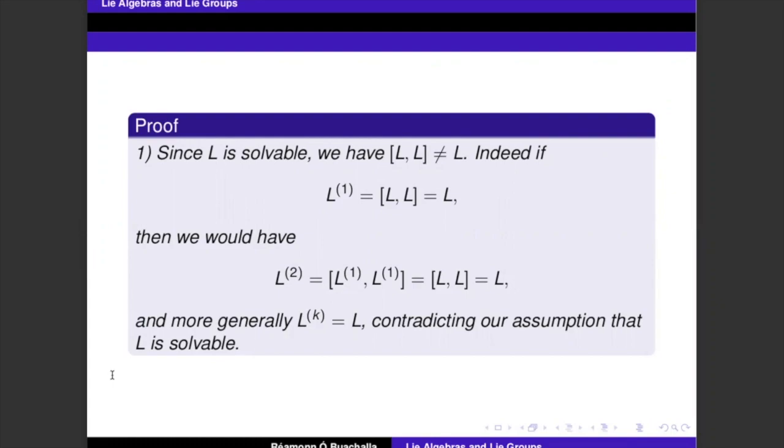You see then if you repeat this and you look at L3, well, L3 is given by the bracket of L2 and L2, and that would be equal to the bracket of L and L, which would be equal to L. So then we'd have L3 is L, and so on and so on. Basically, taking this derived series, it would just be L forever. So you would never get to 0, and then it couldn't be solvable. Hence, we have to conclude that it's going to be solvable only if this commutator, the Lie bracket of L with itself, is strictly contained inside L.